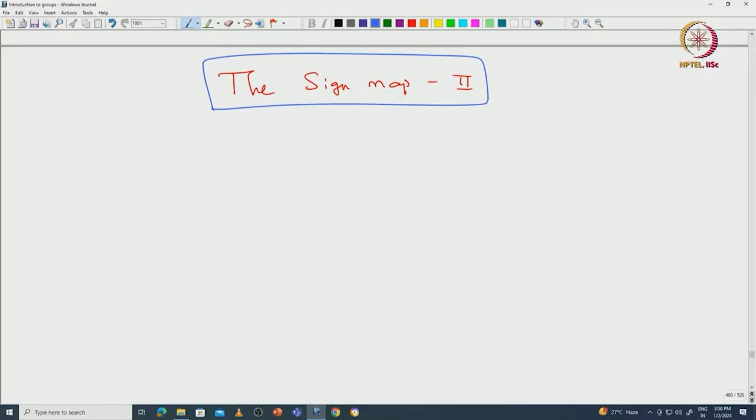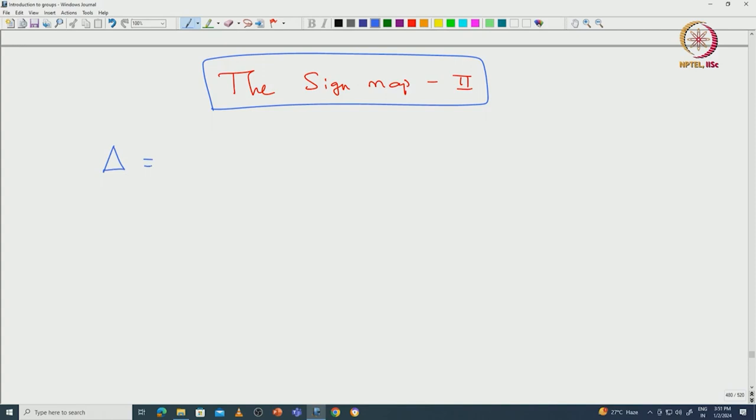Welcome back, everyone. In this lecture, we will continue with the definition of sign map. So, like I promised, we will actually go through the proof of the different definition of sign map. So, let us first recall what we did in the earlier class. So, we introduced this delta, which was motivated from the Vandermonde matrix.